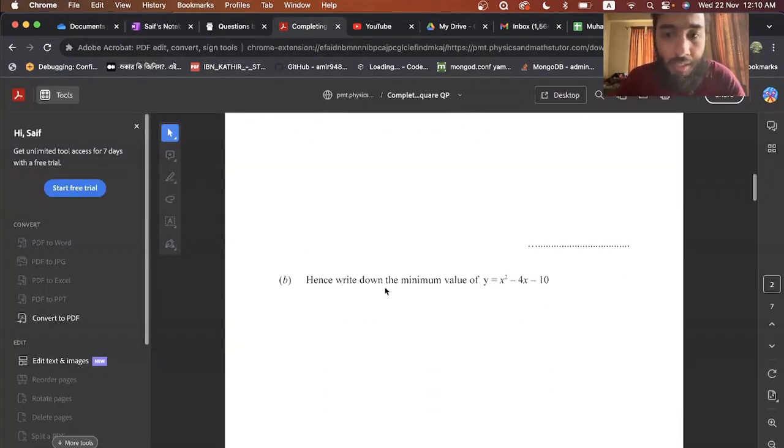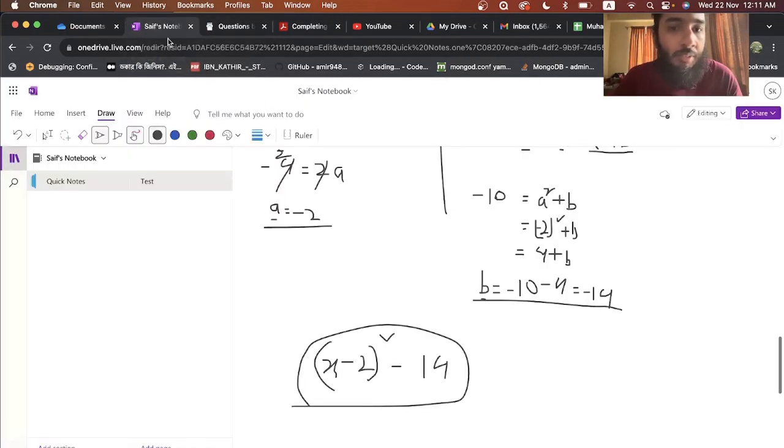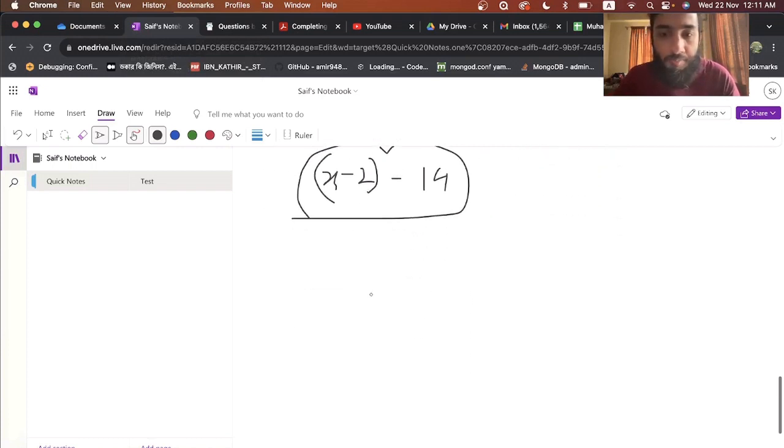So if I look at the b, which is my main focus of this particular problem, write down the minimum value of y equals x square minus 4x minus 10. So if I go here and write y equals x square minus 4x minus 10.